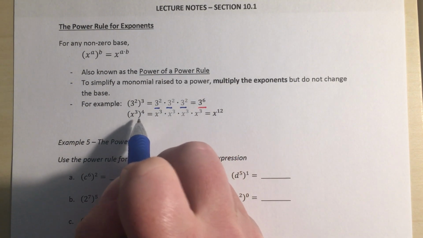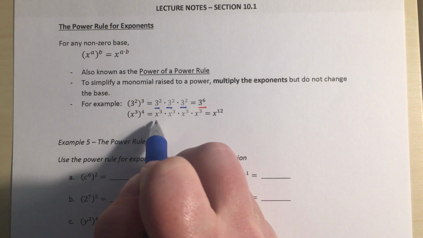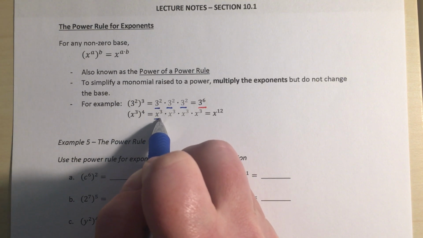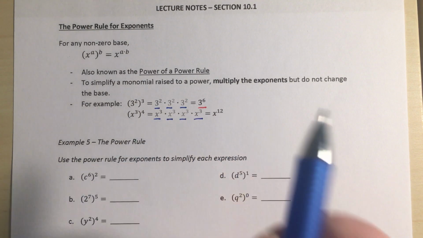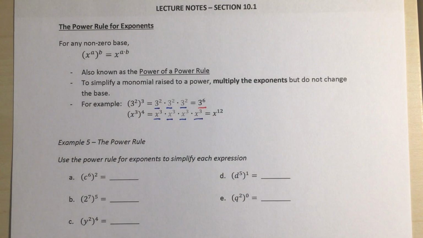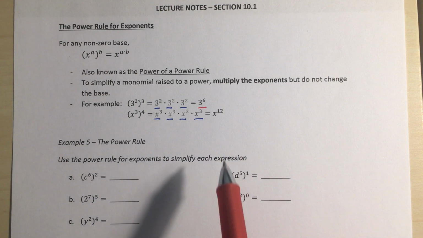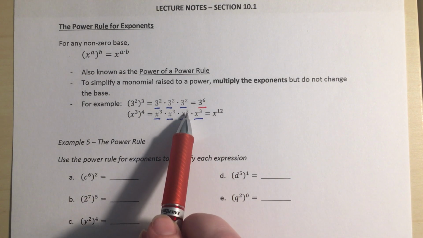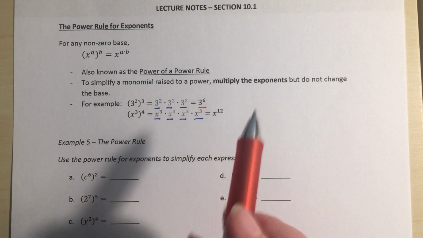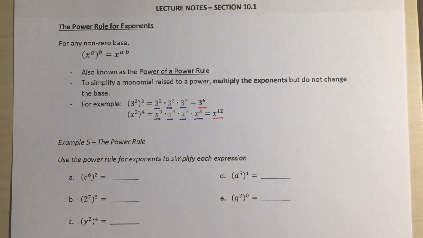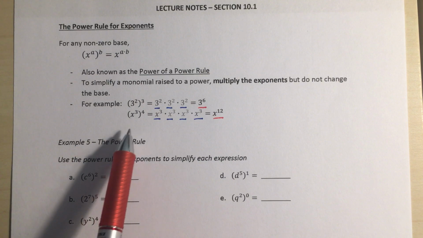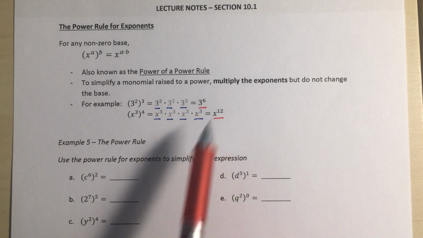Same thing is true if we have a variable for a base. X cubed to the fourth power means we have 4 factors of x cubed. So x cubed times x cubed times x cubed times x cubed. Again, using our product rule from the last example, 3 plus 3 plus 3 plus 3 gives us 12. But instead of writing out and doing all that addition, we're just going to take the simple shortcut of multiplying that 3 times 4 to give us 12.